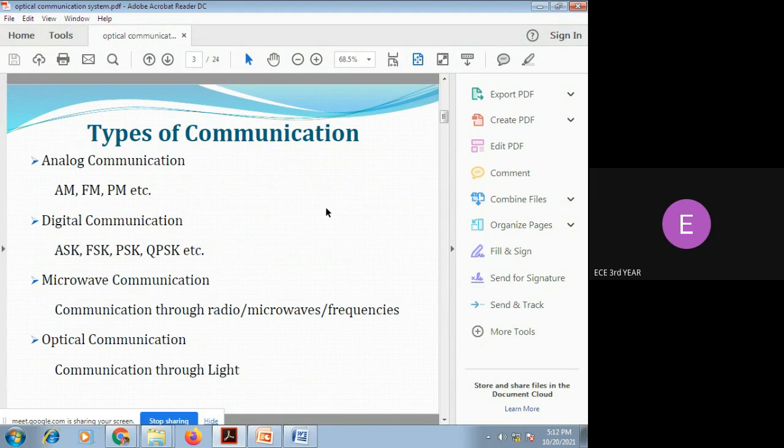The third one is microwave communication. It is a high frequency communication, communication through radio and microwave frequencies, using a high frequency band. The last one is optical communication, exchanging information from one place to another place through a light signal. It is called optical communication.